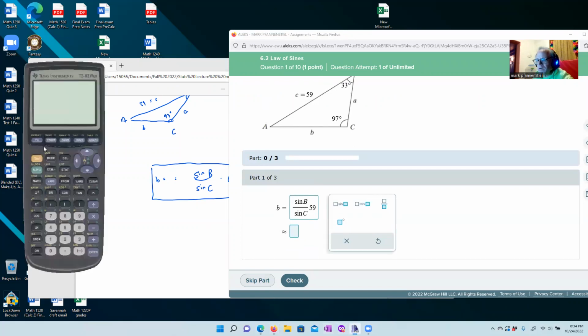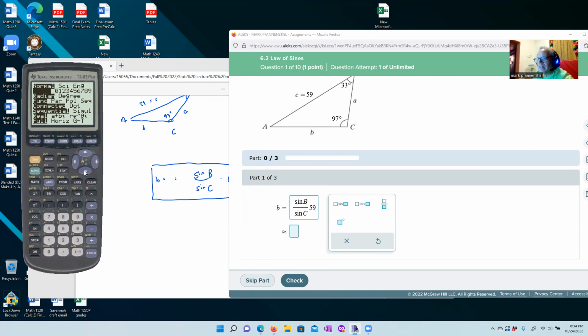Let's double check to make sure we're in the correct mode. We're going to go to mode. Double check to make sure we're in degrees. That's a perpetual thing that you're going to have to deal with. Okay, so we'll quit out of that.